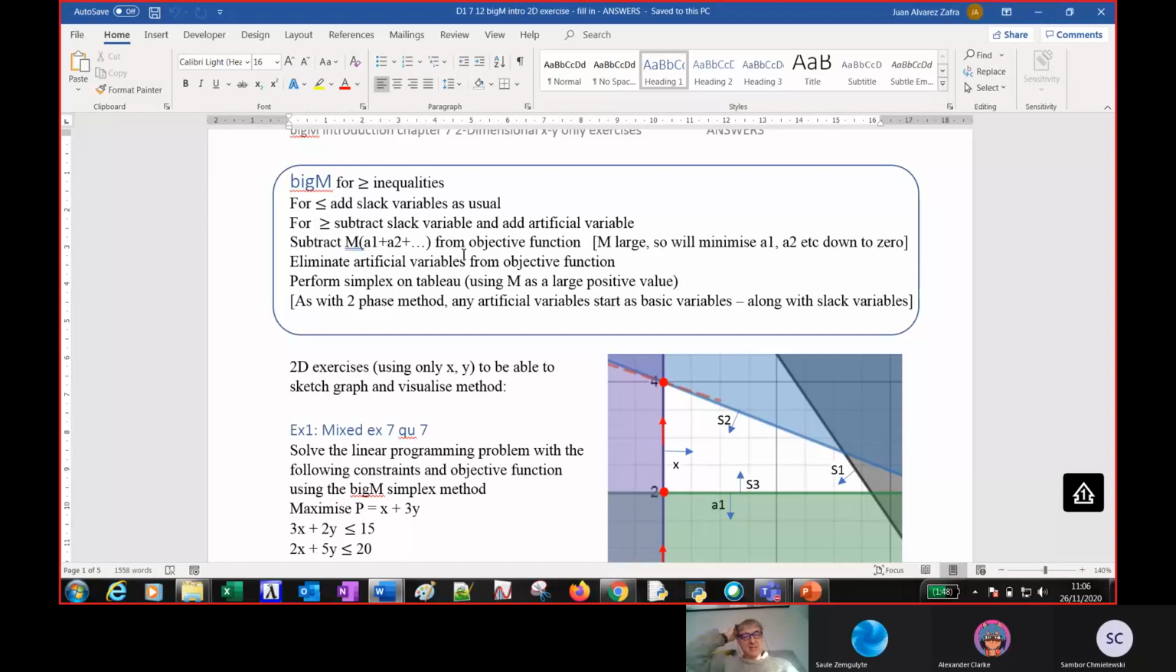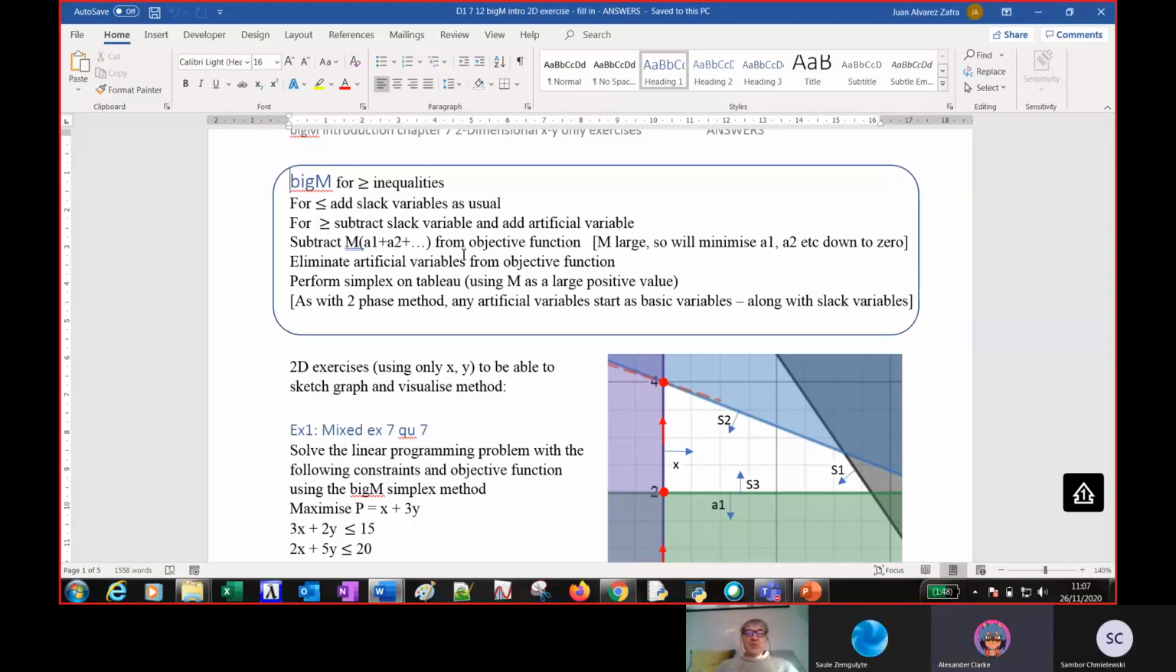And in an exam, they might well ask you, what does M represent in the big M method? And that's your answer. It represents an arbitrarily large positive number. Is that why it's called big M, because M is so big? Yeah, exactly. It's a big value.